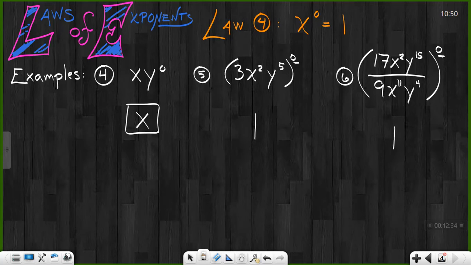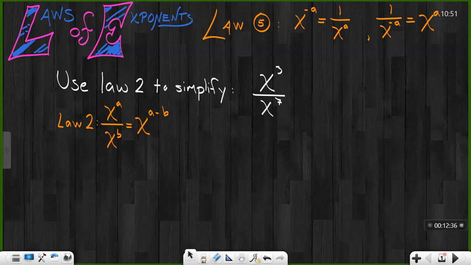That's Law 4. All right, here we go for Law 5. Law 5 also derives itself from Law 2. So again, a refresher on what Law 2 is.